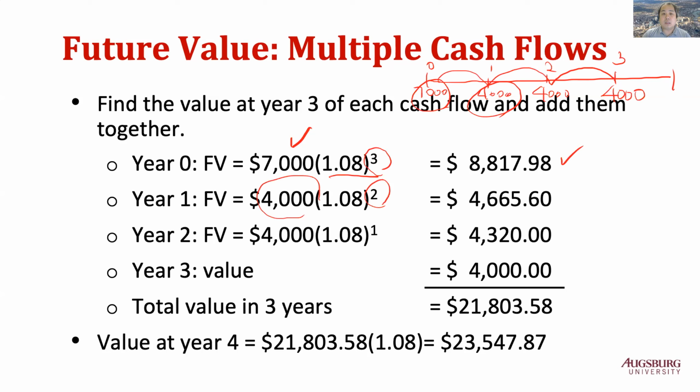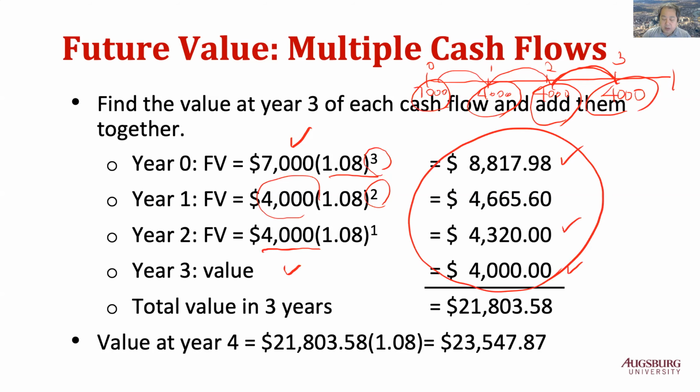Next, $4,000 in year 1, compound interest for 2 years, becoming $4,665.60. Year 2, this 4,000, 1 year to compound interest will become 4,320. And finally, the year 3 value is $4,000, no time to compound interest, so simply 4,000. If you add them up, then that will be the future value in year 3, $21,803.58. So that's the answer.